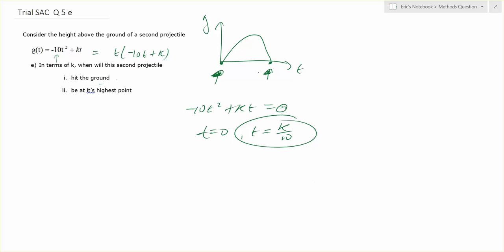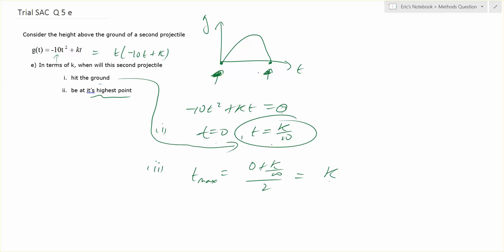So in terms of t, when would the projectile be at that? Okay, so that was part 1. For part 2, we're trying to find when it's at the highest point. So remember the rule for quadratics? If you have two x-intercepts, the maximum or minimum, in this case a maximum because it's a negative quadratic, will occur midway between these two values. So t max would equal 0 plus k on 10, divided by 2, which is just k on 20. And that's how you find when the maximum value occurs. Because we don't have the value for k, we can only write it in terms of k.